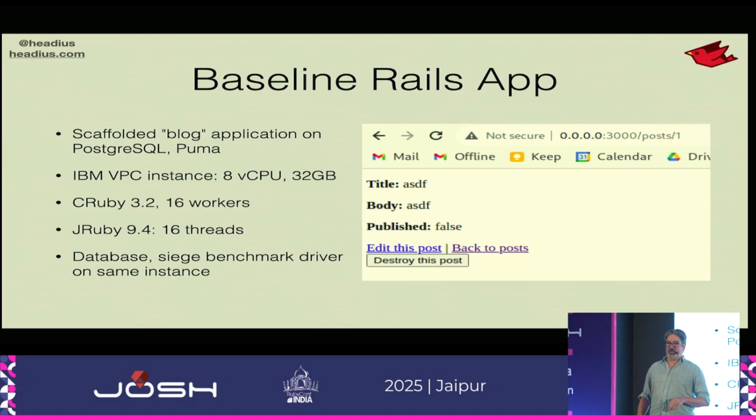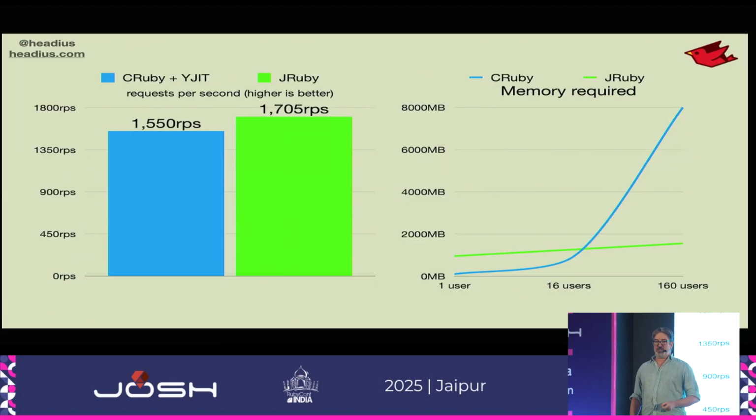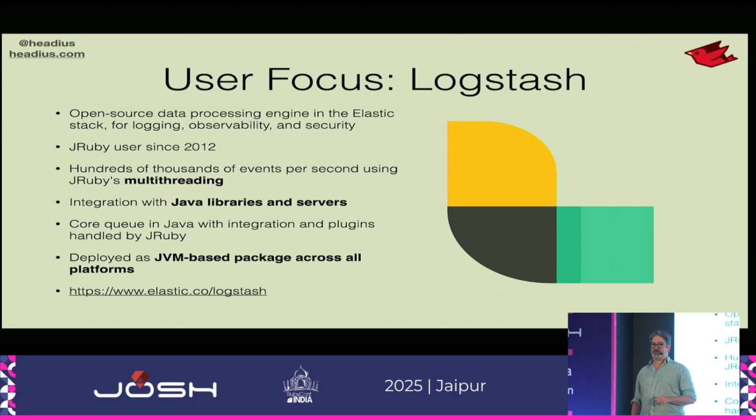Let's look at a Rails application. A very simple app. We're just going to do the scaffolded blog post app and try to hit it with as many requests as possible. JRuby versus CRuby, a little bit better on straight line performance, 1,700 requests per second versus 1,500. But more importantly, on the right side here is how much memory is required for concurrent users. The more concurrent users you have in CRuby, the more instances you need, the more processes. In JRuby, one process can handle thousands of users at the same time. And that's saving money for you. That's saving your cloud costs.